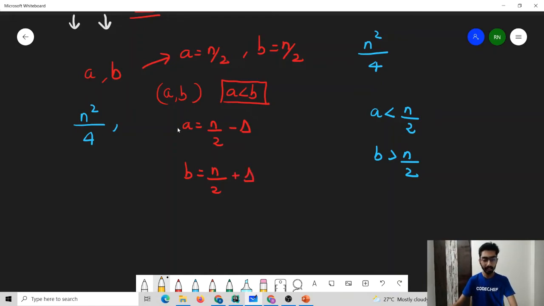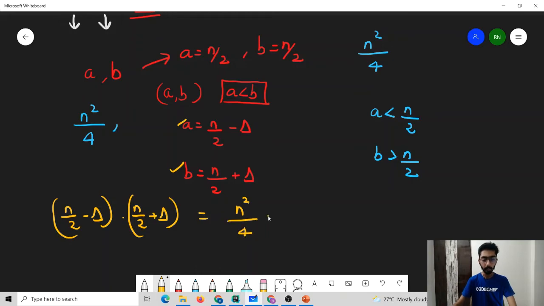I am assuming that this a and this b is going to be my optimum solution, and this is not the same as our greedy solution. Now, what will a into b value be for this case? The a into b value is going to be n by 2 minus delta times n by 2 plus delta, which is n squared by 4 minus delta squared. So our optimum solution gives us a value n squared by 4 minus delta squared.